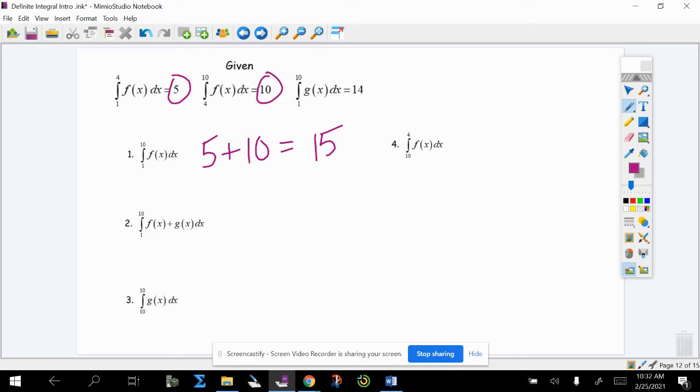If the boundaries were switched, I do want to mention that because that shows up a lot. If instead of going from 1 to 10, it went from 10 to 1, you would actually get your negative answer. So you can kind of use some of these properties interchangeably.